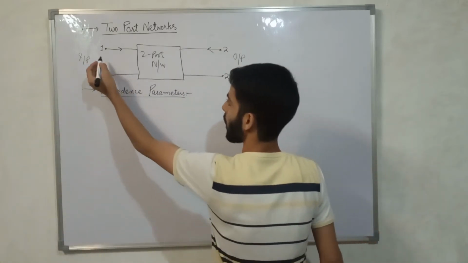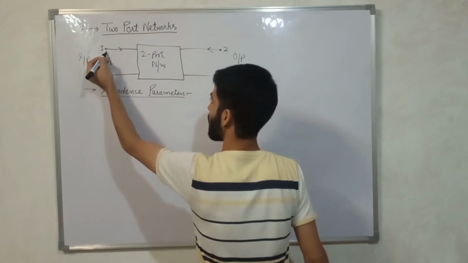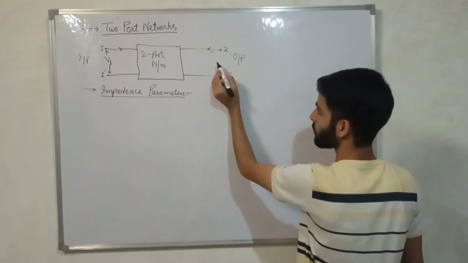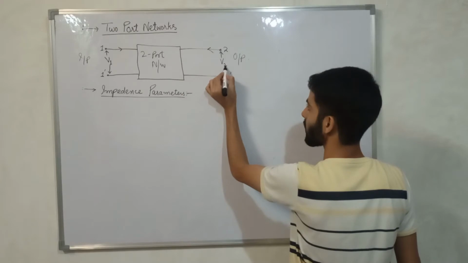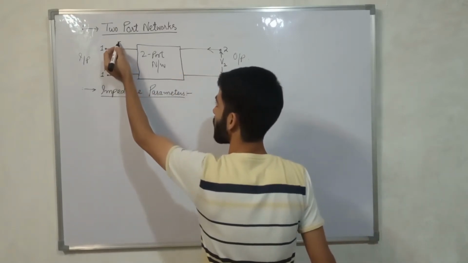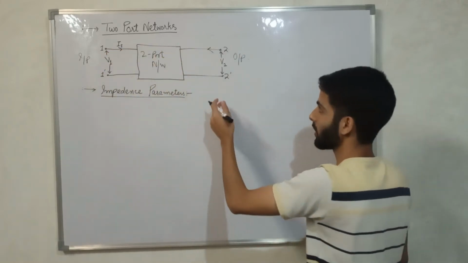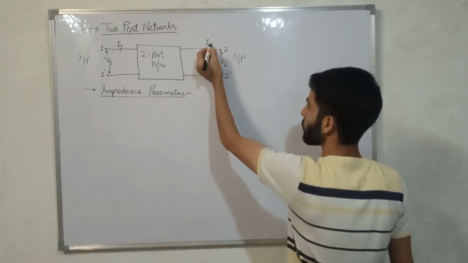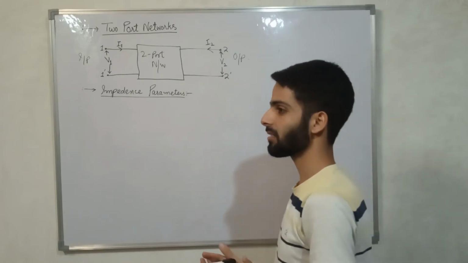Here we have voltage V1 between point 1 and 1 dash. Here we have voltage V2 between point 2 and 2 dash. The current here is I1, that is driven into the two-port network, and the current here is I2. Okay. So impedance parameters will be as follows.